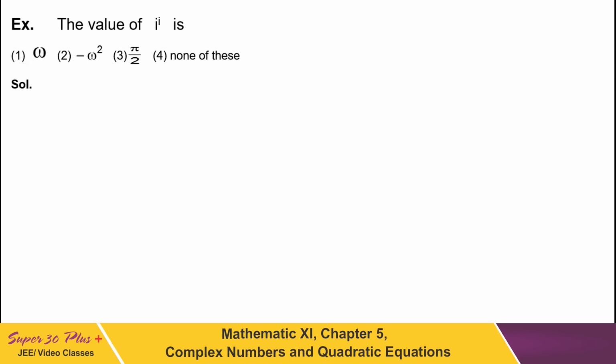Students, we are going to solve one more question: the value of i to the power i. As we know, i can be written as e to the power i pi by 2. So the value of i to the power i is equal to (e to the power i pi by 2) whole power i, which is equal to e to the power i square pi by 2, meaning it is e to the power minus pi by 2, and option 4 is the correct answer.